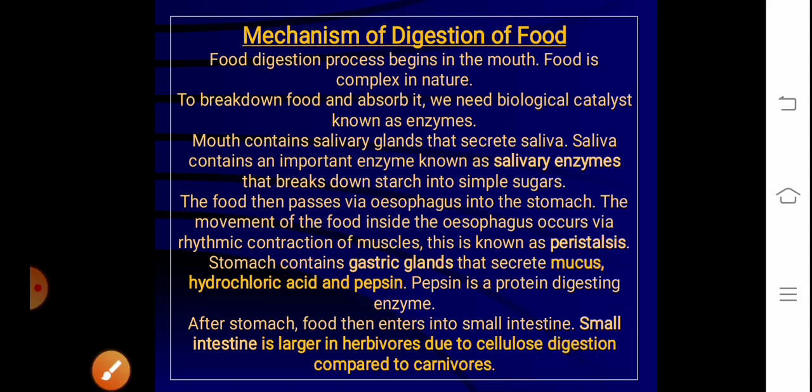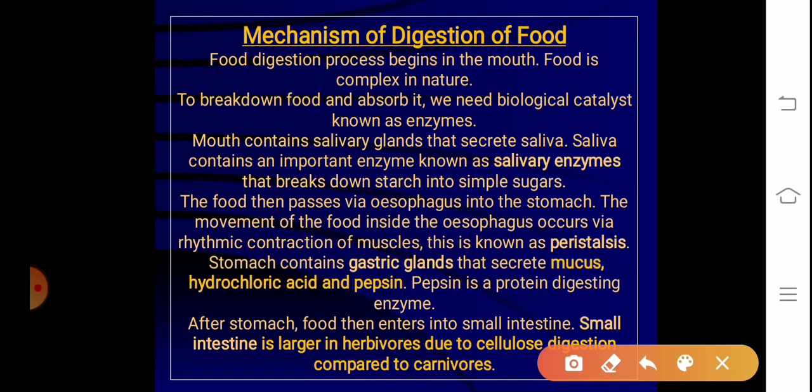Here is another question which may be asked in your examination: why is the small intestine in herbivores longer than in carnivores? Whom do we call a herbivore? The organisms which feed on grass or plant products. So why is the small intestine longer in them, and why is it not longer in carnivores?